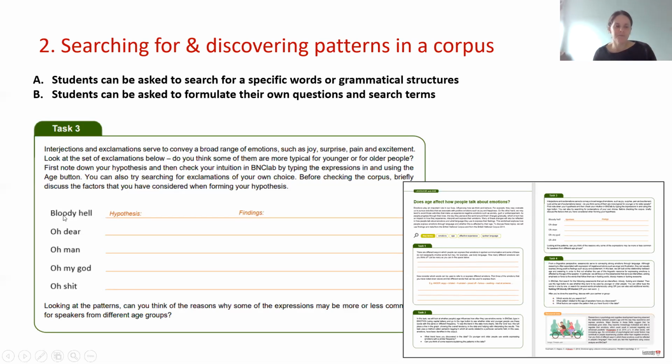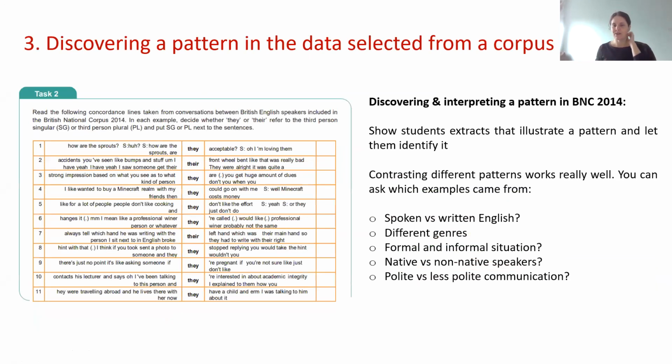For example, there was an exercise in which students were asked to look at some exclamations. They were asked to form a hypothesis of whether this would be more typical for younger or older people, and then they went to check the evidence for this in BNClab, and they could just add their own word or exclamation to search for.